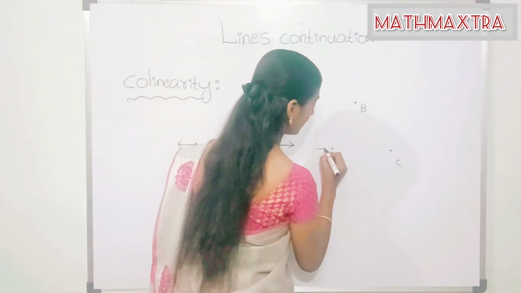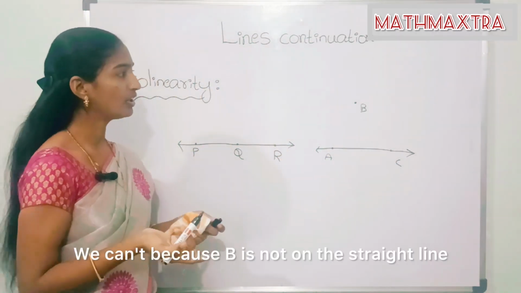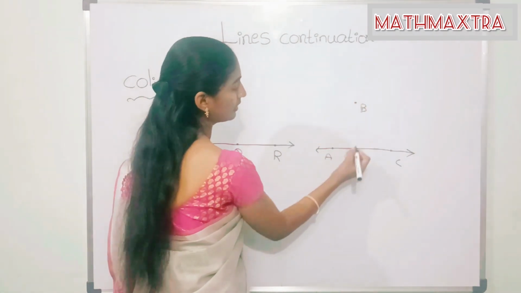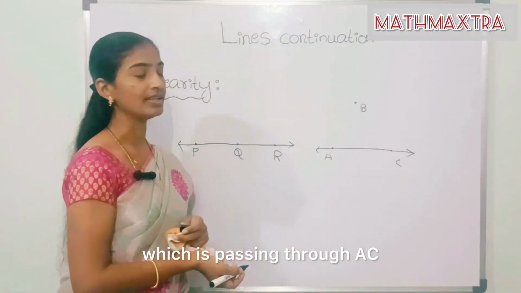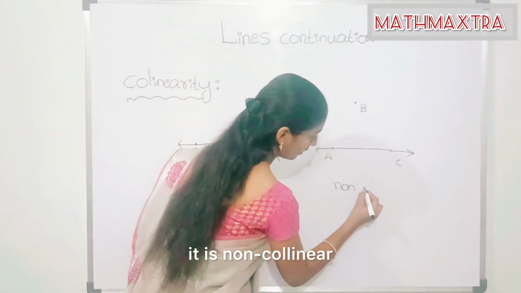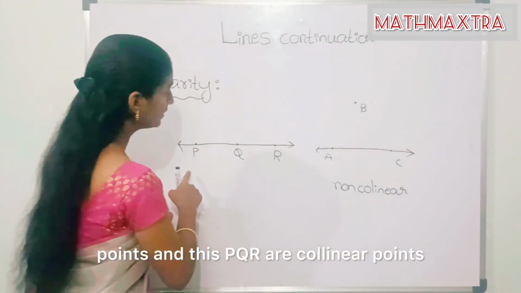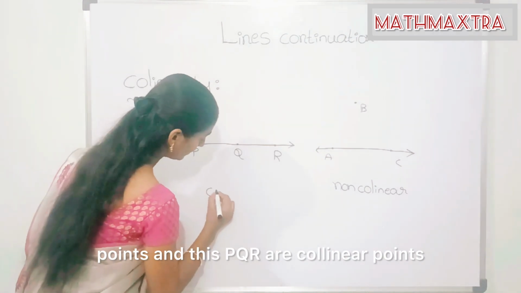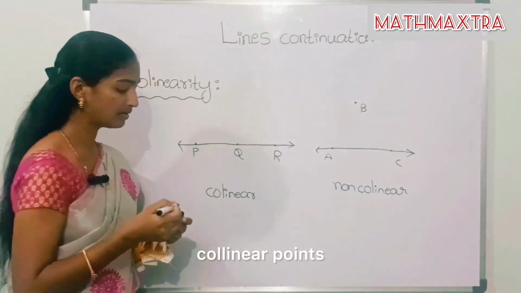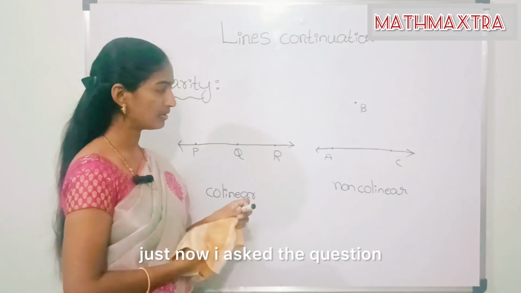Then can you say A, B, C are collinear points? We can't, because B is not on the straight line which is passing through A and C. That is why A, B, C are non-collinear points. And this P, Q, R are collinear points.